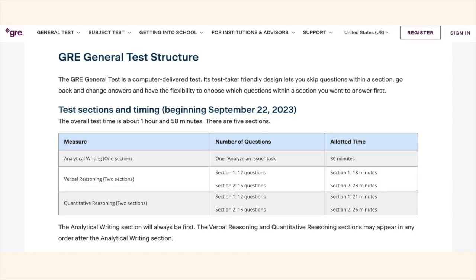The biggest thing to know is that a lot of the times you're going to be asked to read between the lines and draw conclusions based on a combination of the existing knowledge you have and the information on your page. When we're talking about the format, you have 3 different sections. The first one is going to be the analytical writing, and then you'll see a mix of verbal and quantitative reasoning. The writing section always comes first. After that, you have no idea.